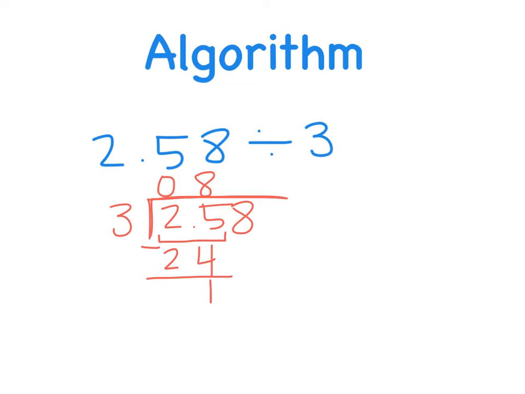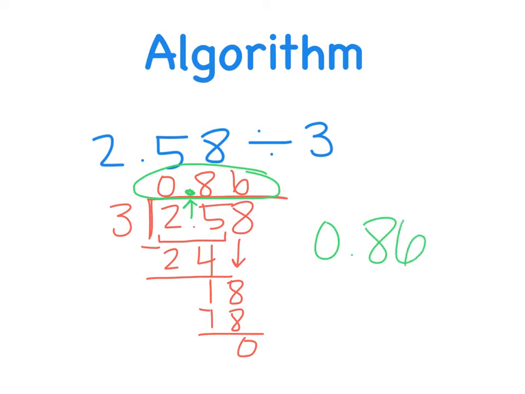Since 1 is less than my divisor 3, I'm good to go, and I can bring down my next number, 8. 3 goes into 18 6 times, which is exactly 18, so I have nothing left. Your next step is to bring your decimal point straight up, and your final answer is 0.86.